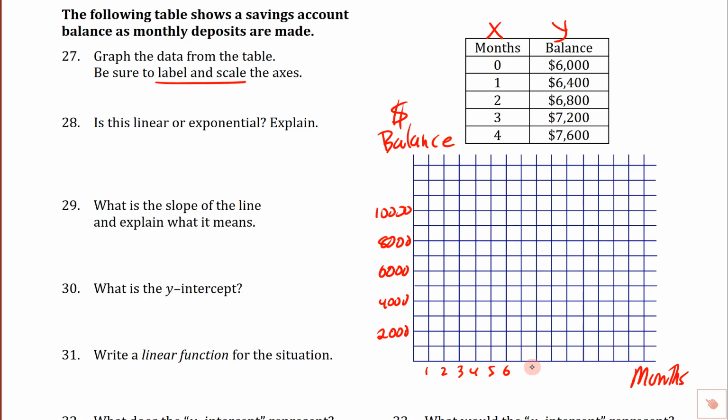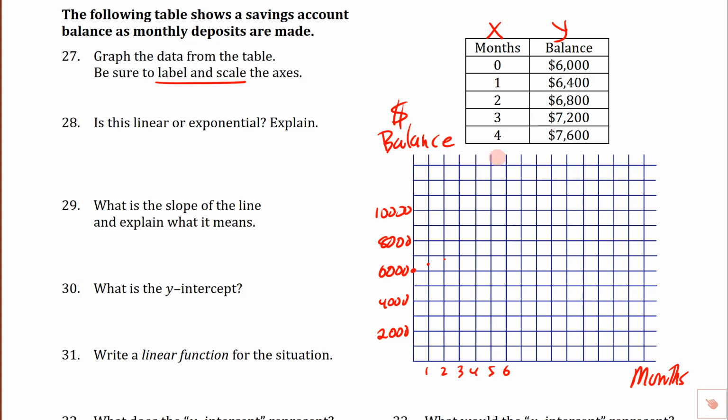All right, let's go ahead and mark this down. So 0, 6,000. So that's going to be right here. And then after 1 month, we've got 6,400. So that's going to be about, let's see, that's 7,000. So it's a little less than halfway up. So we look about right there. Then 6,800, just shy of 7,000. One other thing that we could do with this was we could have drawn like a broken axis and then stretched this out a little bit, but we're on our way now.